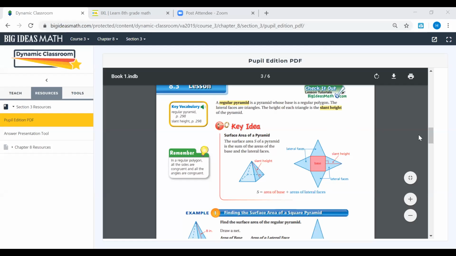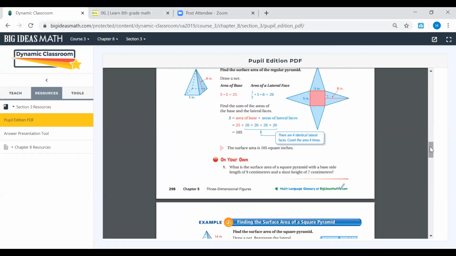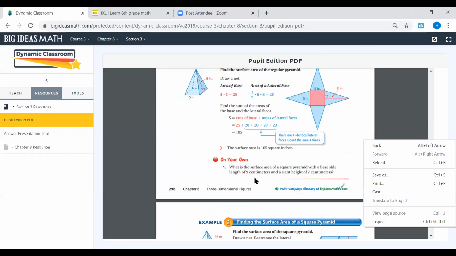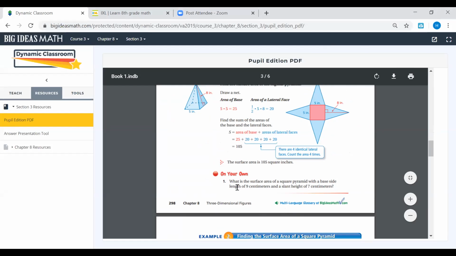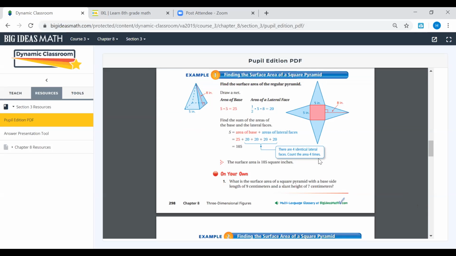So back to, again, the paper that you have, you can review example 1. And then I'm going to ask you to complete the on your own example on the bottom of page 298. As you see here, it says, what is the surface area of a square pyramid with a base side length of 9 centimeters and a slant height of 7 centimeters? So you can look at example 1, and then you're going to replace, instead of 5, you're going to put 9. And then for the slant height, instead of 8, you're going to put 7. And then again, follow the steps. Try your best on this again using the example.